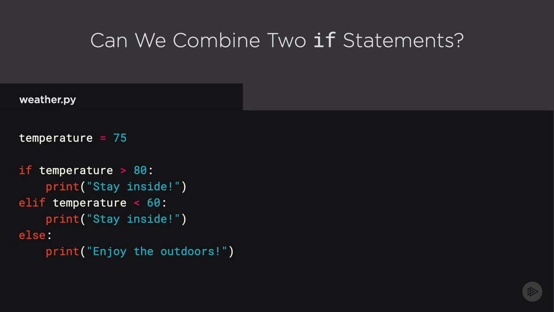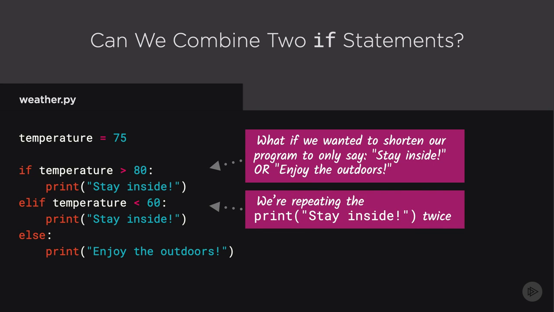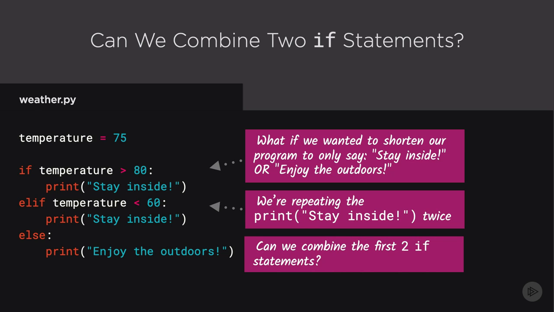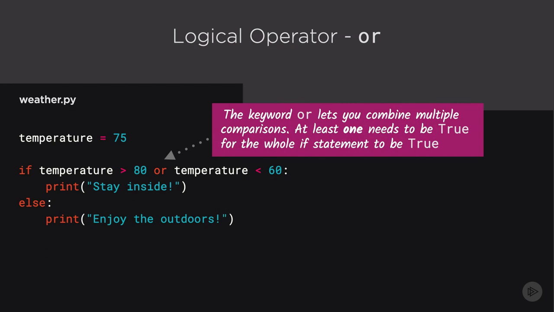What if we wanted to shorten our program to only say, stay inside or enjoy the outdoors? We can see that we're actually repeating this line of code, print stay inside, twice. Is there a way we could combine the first two if statements? The keyword or lets you combine multiple comparisons. At least one of those comparisons needs to be true for the whole if statement to be true.